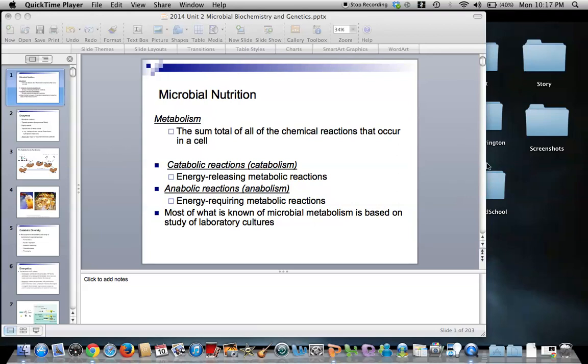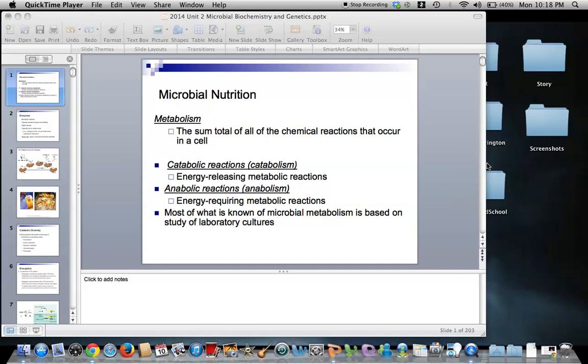Alright, we're starting Unit 2 of Microbial for the second test in the class. This starts out with microbial nutrition. Definition of metabolism: the sum total of all the chemical reactions that occur in a cell. So that's pretty simple. Catabolic reactions are the ones that break things down, so they release energy. Anabolic, like anabolic steroids, builds things up, and so it requires energy.